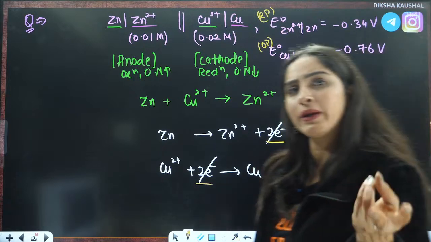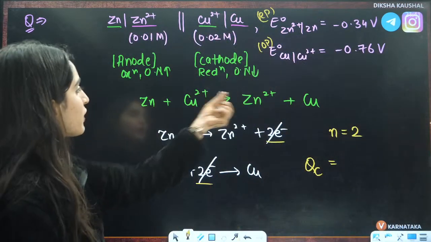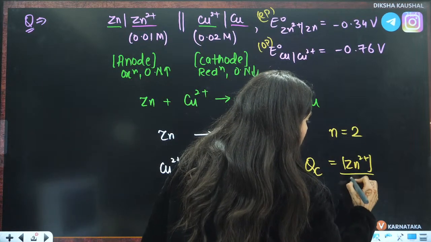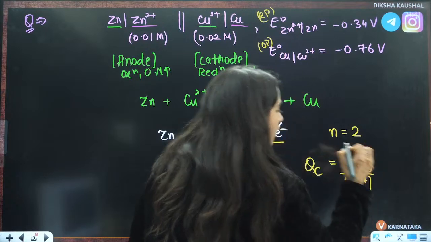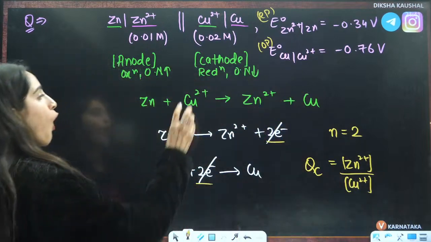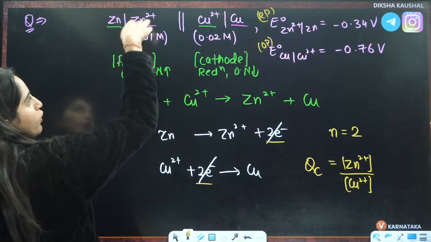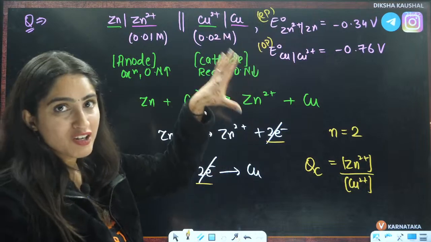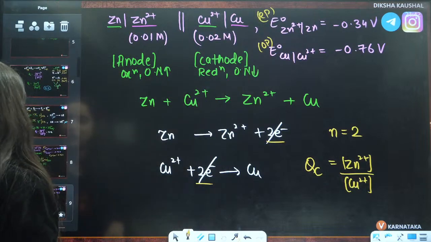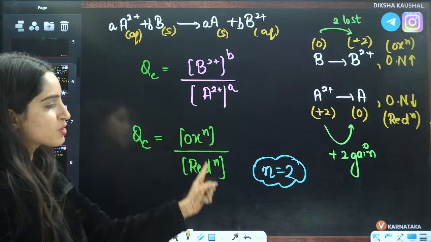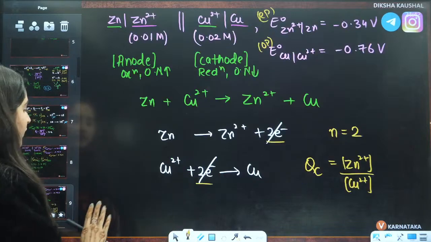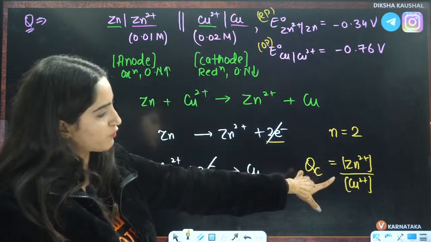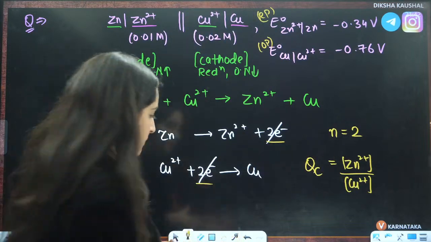QC you can calculate by two things, right? One thing is product by reactant. Product is what? Zn2 positive. Reactant is what? Cu2 positive. Or you can even think of it like this: oxidation by reduction. Oxidation is happening on this side, and on this side Zn2 positive is the ion. And the reduction is in this case, so here the ion is Cu2 positive. So we have written Cu2 positive. There are two ways of remembering this thing.